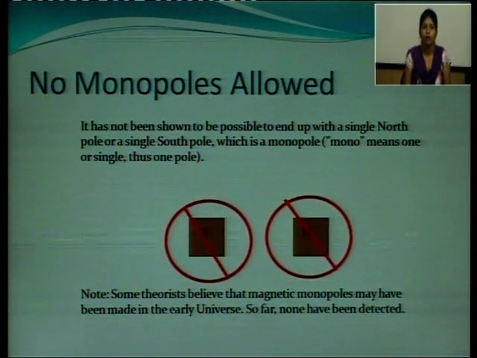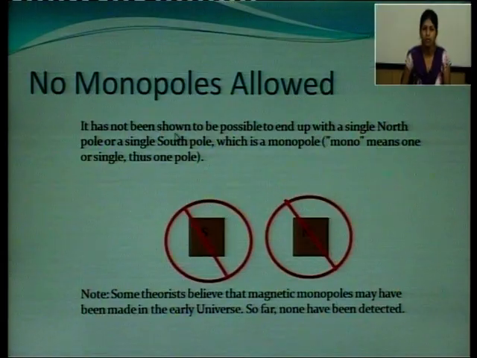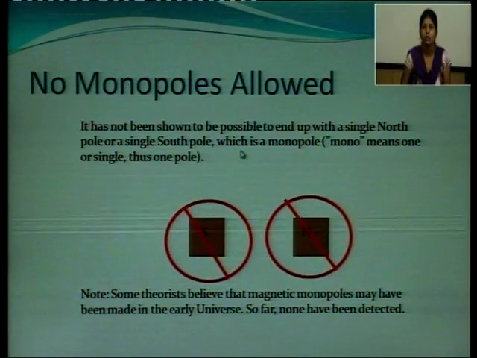So for a magnet there are no monopoles. The next slide is, no monopoles allowed in a magnet. It has been shown to be impossible to end up with a single north pole or a single south pole, which is a monopole.